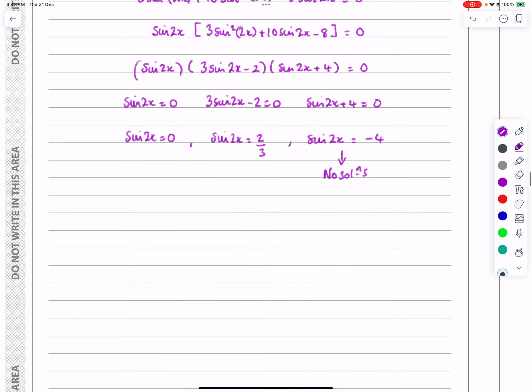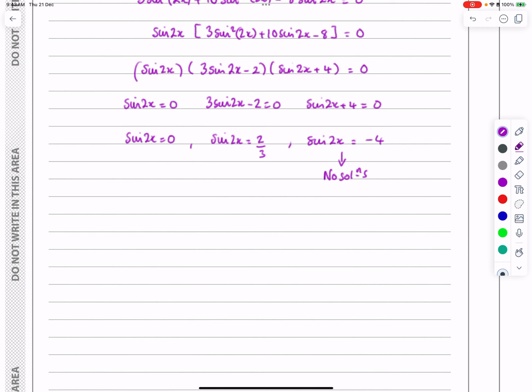If I'm solving where sine 2x equals 0, I do that from what the graph looks like. Okay, so I don't use the CAST diagram for this one. If sine 2x is equal to 0, sine looks like that. So it would be 0 there, there, and there. Well, the only one that fits in the range of values we've got is x equals 0.